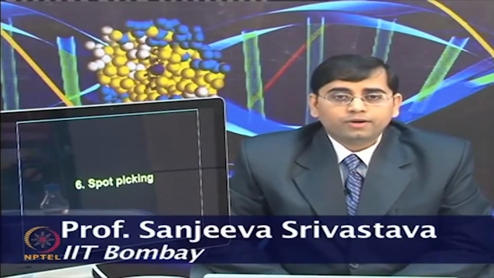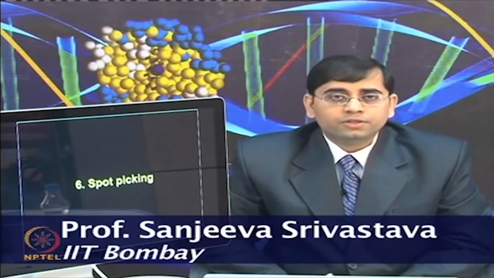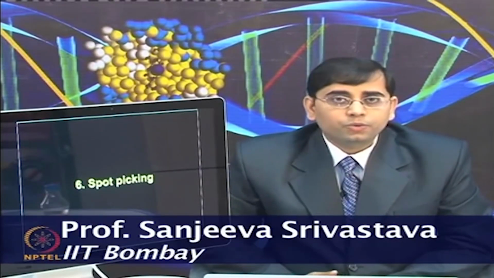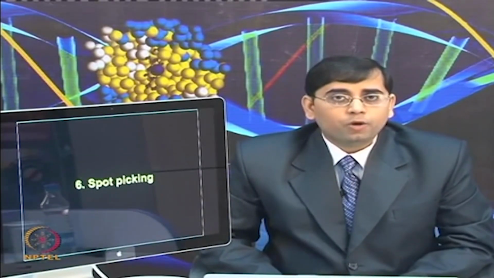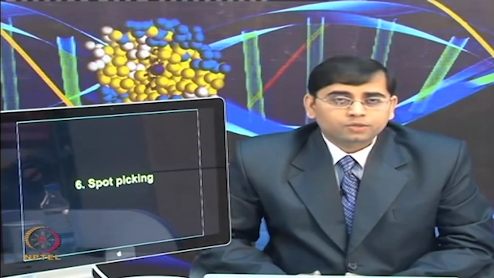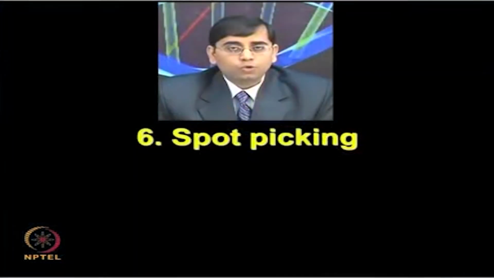So, after looking at this animation, now you are clear that you can do the comparison of your control and your treatment gels, and you can identify a few statistically significant proteins which can be further used to do the spot picking and further mass spectrometry analysis. So, the sixth step in this workflow is the spot picking, how to excise your spot of interest from the gels.